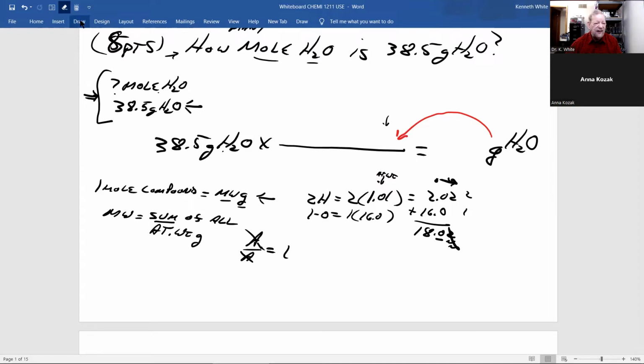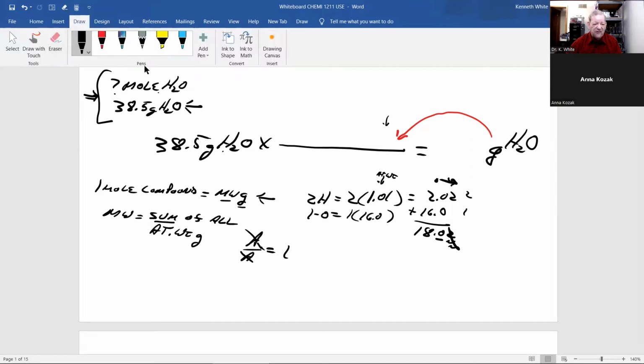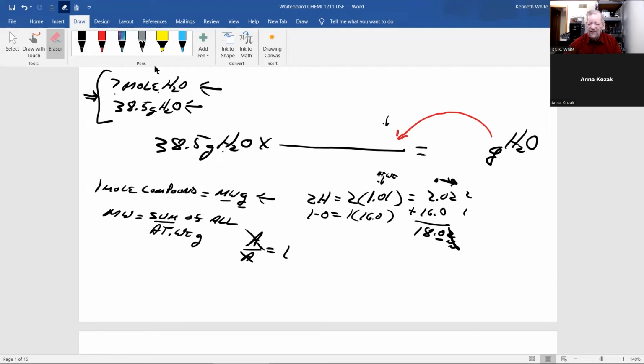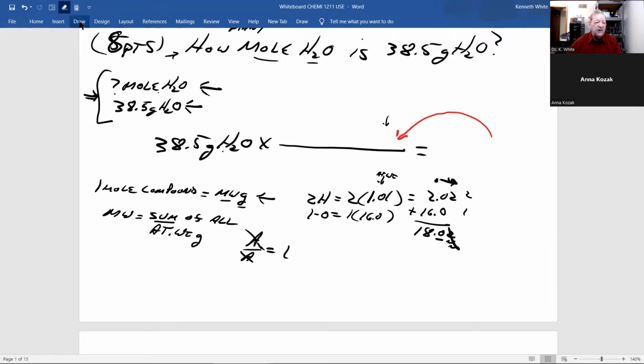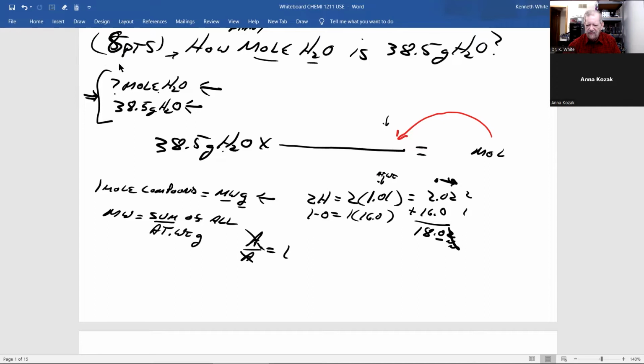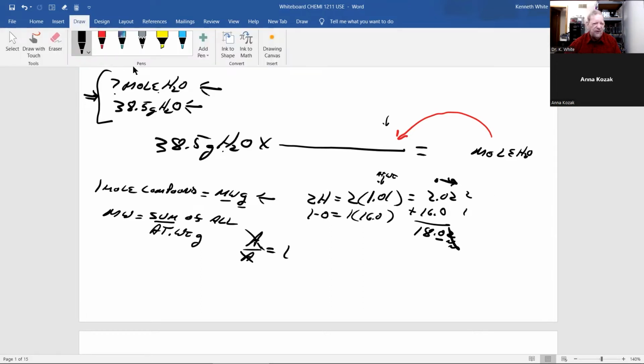Where I made the mistake, and Dr. White makes a mistake once in a while, and luckily unit analysis helped me. I put the wrong units here. And unit analysis, you notice I'm turning red because I'm embarrassed. I should have put moles water. So what we want, we always put on top, right? And what we don't want on the bottom. And that's where I made my mistake right there.